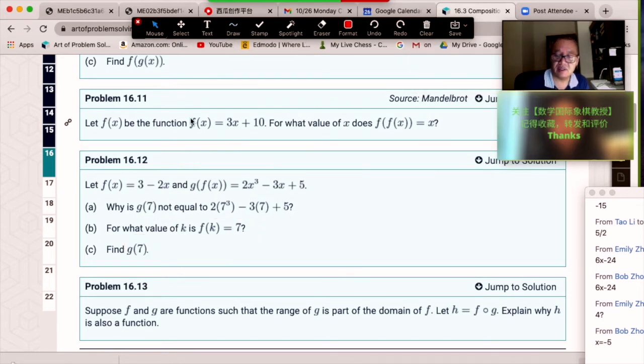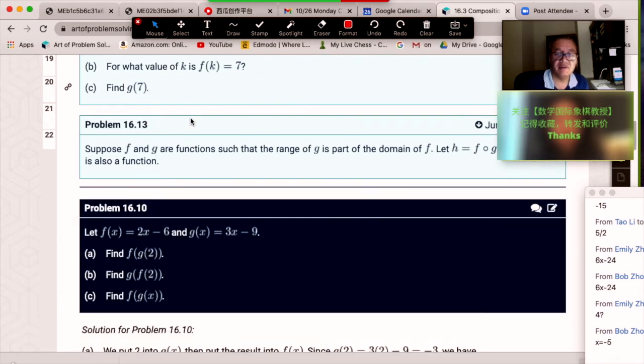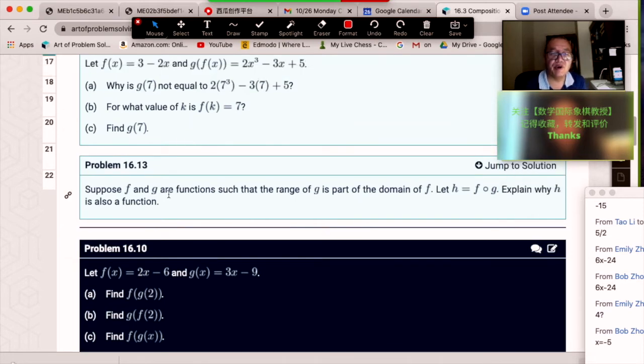Okay, now let's see the next one. Suppose f and g are functions such that the range of g is part of the domain of f, and h equals f combined with g. Explain why h is also a function. Okay, let's see here.